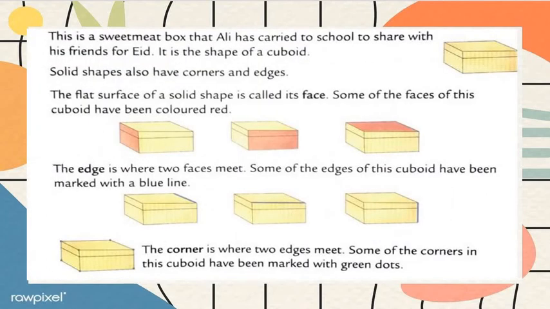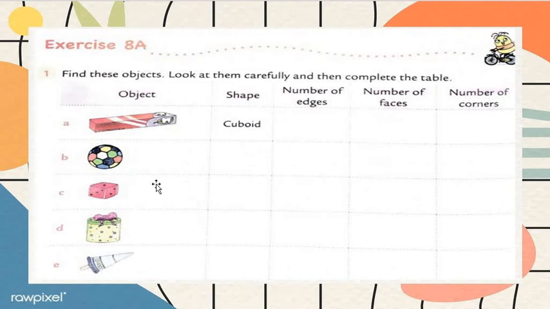Okay, now question number 1, exercise number 8A. What, my dear students? Exercise number 8A. Today we are going to learn only two questions: question number 1 and question number 2, which means question A and question B. Further C, D and E we are going to learn tomorrow.